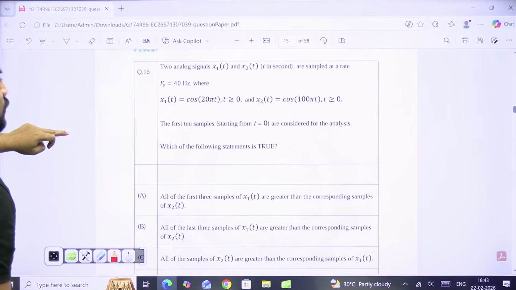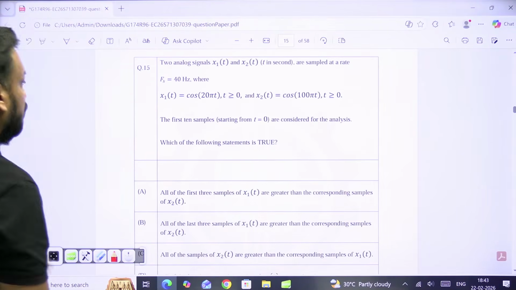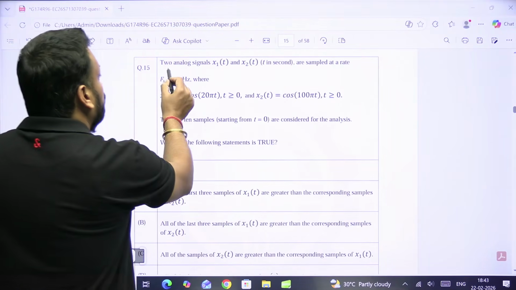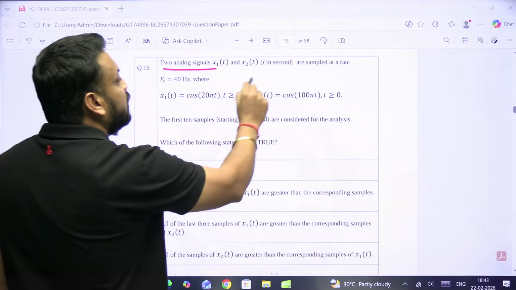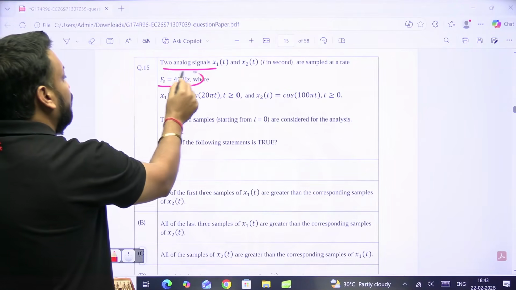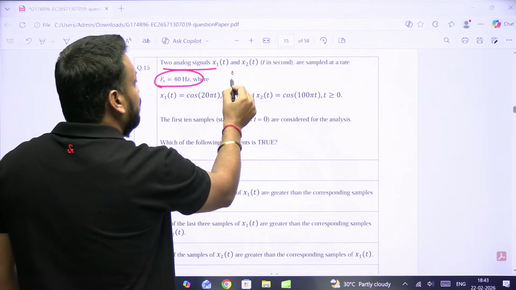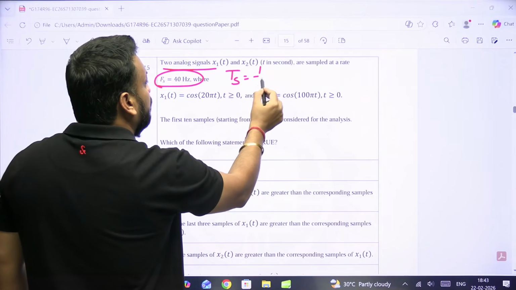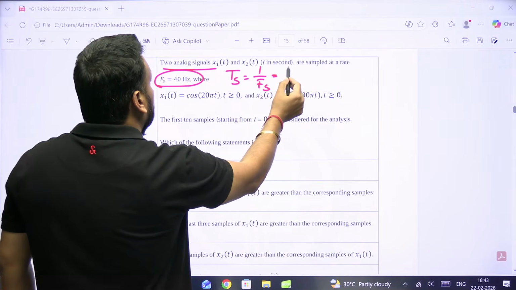Yes, so see this question, what is the question data given? Okay sir, the question says, 1 mark question: analog signals x1(t) and x2(t) are sampled at the rate of fs. If fs is given then Ts is also given, because Ts is 1 upon fs. Yes sir, 1 upon fs, so 1 upon 40 is given.